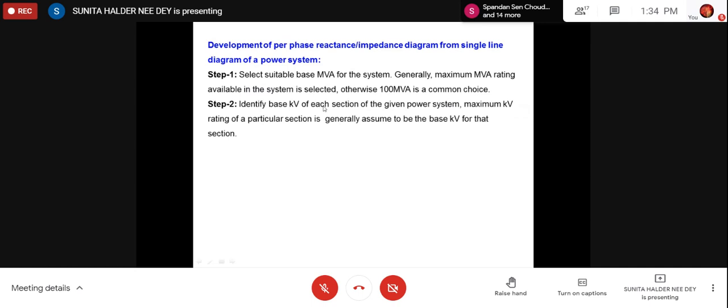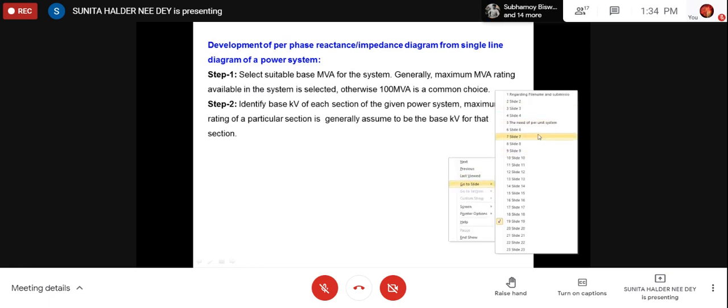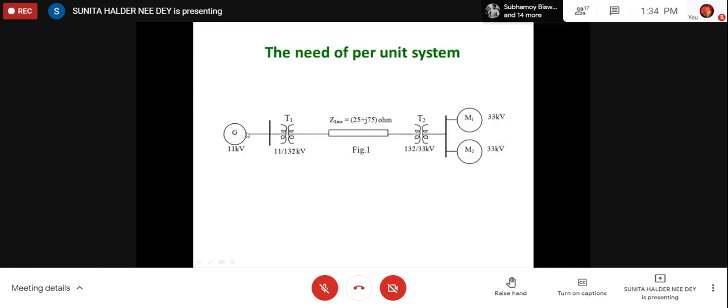Identify the base kV of each section of the given power system. The maximum kV rating of the particular section is generally assumed to be the base kV for that section. Say here, the base voltage cannot be the same for the total system, because from this generator to the transformer primary, the voltage level is 11 kV. So for this zone, the base voltage will be 11 kV.